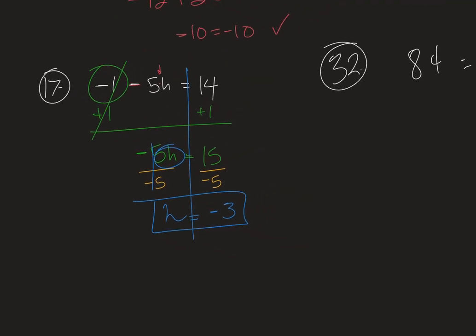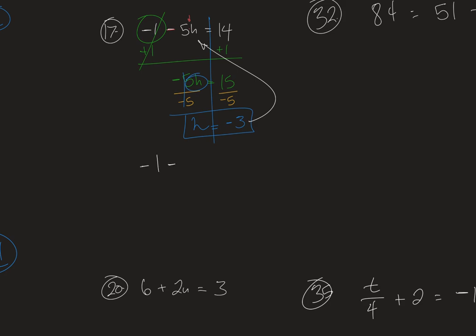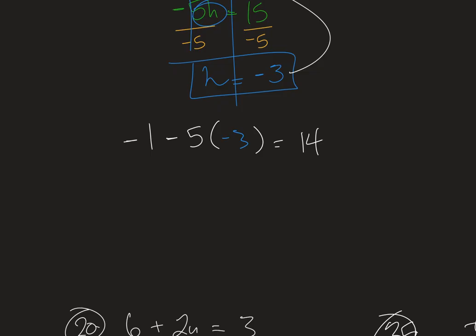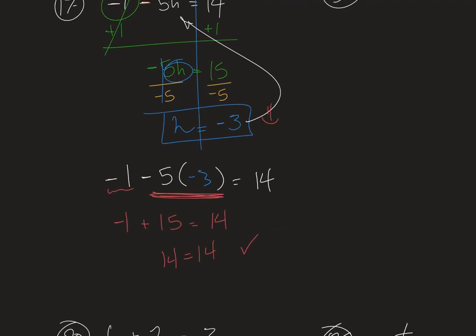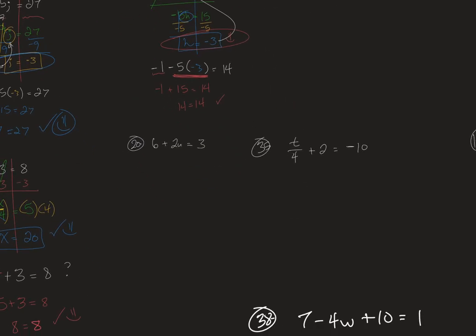Let's see if that works. We're going to take it, plug it in right there, so we have negative 1 minus 5 times negative 3. Does that equal 14? I don't know. Let's find out. Going left to right, that negative 1 is nothing's going to happen to it. But right here, that's negative 5 times negative 3. That's positive 15. What's negative 1 plus 15? Well, that's 14. So 14 equals 14. Our answer of negative 3, h is negative 3, is lovely.